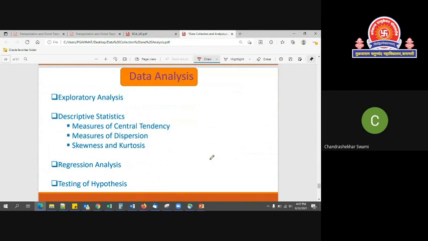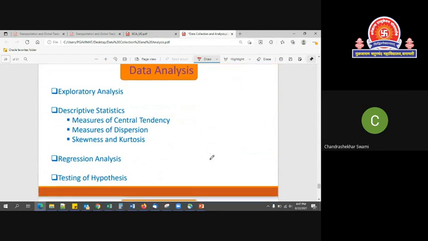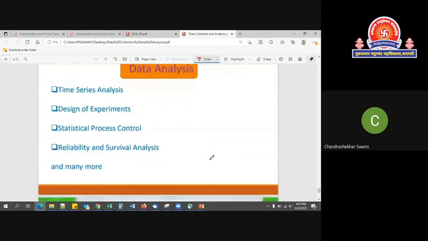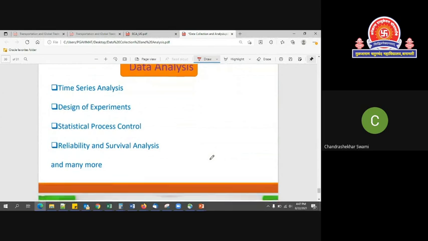एक्सप्लोरेटरी अनालिसिस तुम्ही करू शकता, डिस्क्रिप्टिव्ह स्टॅटिस्टिक्स, रिग्रेशन अनालिसिस, टेस्टिंग ऑफ हायपोथेसिस, टाइम सिरीज अनालिसिस, डिझाइन ऑफ एक्सपेरिमेंट, स्टॅटिस्टिकल प्रोसेस कंट्रोल, रिलायबिलिटी अँड सर्वे अनालिसिस अँड मेनी मोर. असे वेगवेगळ्या टाईपने तुम्ही डेटा अनालिसिस करून, तुमच्या कलेक्ट केलेल्या डेटावरून तुम्ही कम्प्लीट पॉप्युलेशनबद्दल रिझल्ट किंवा इन्फरन्स ड्रॉ करू शकता.